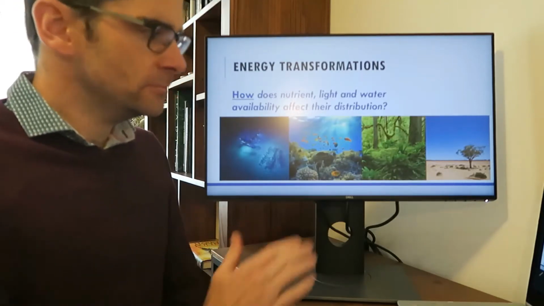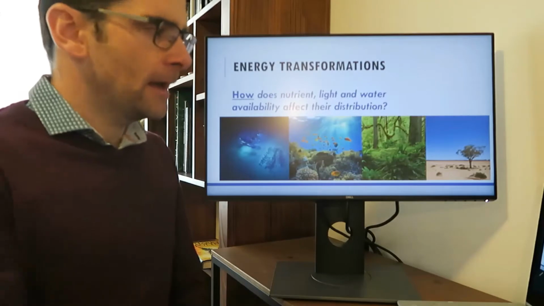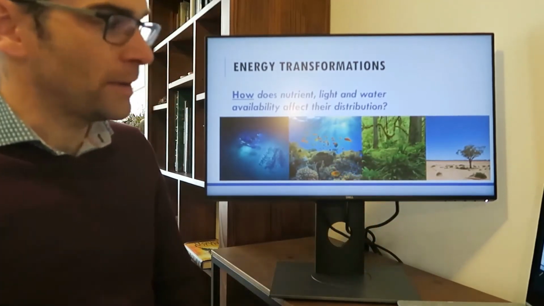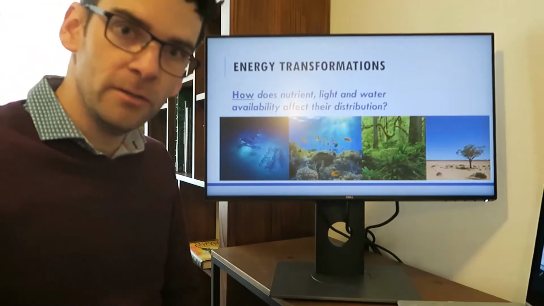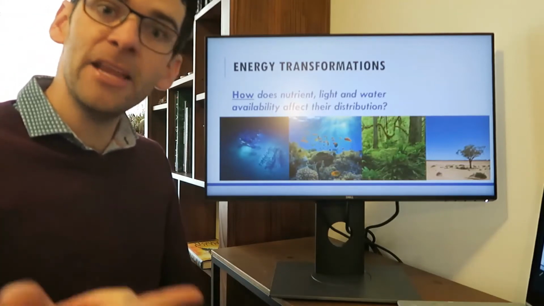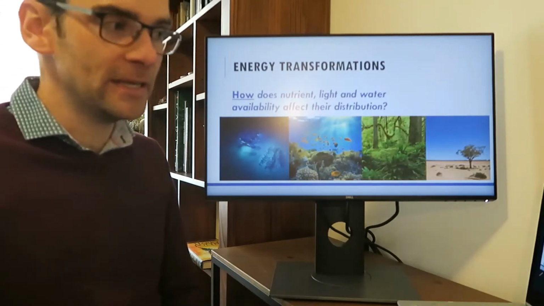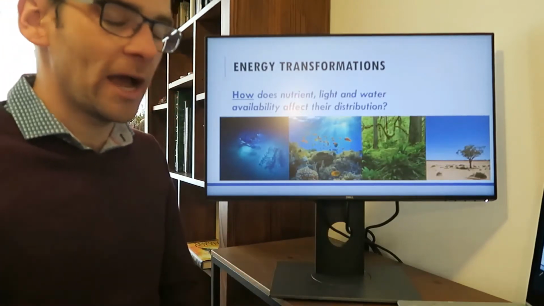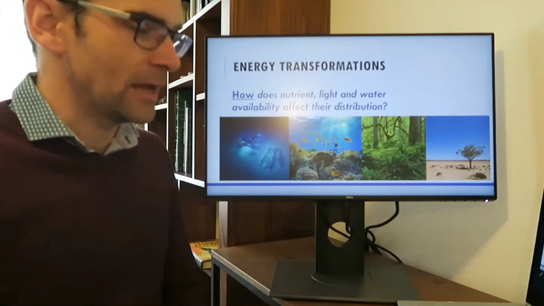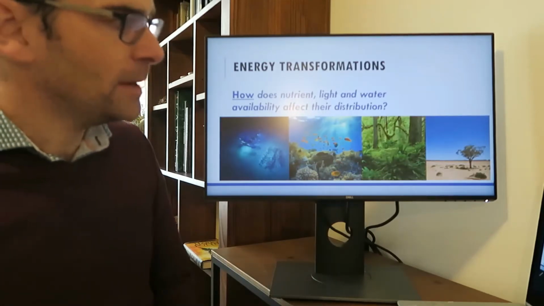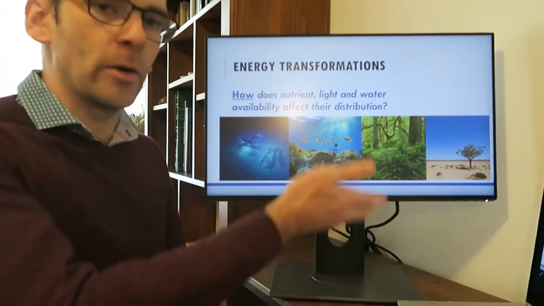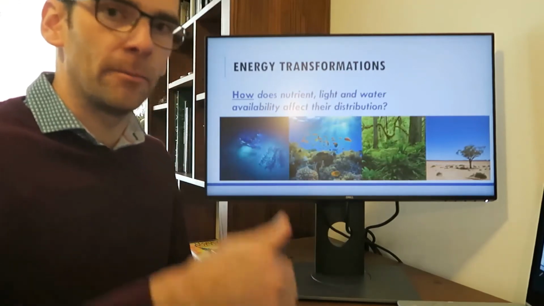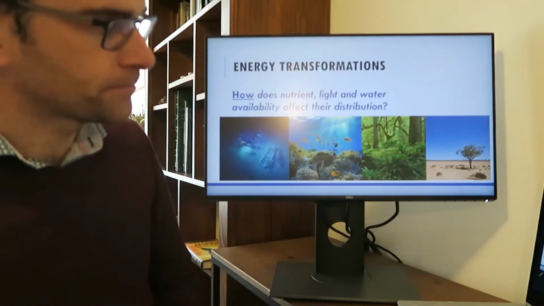Alright, so let's move on to land now. Here we have a typical rainforest, for example, where we have lots of moisture, lots of water, and generally lots of light as well, but potentially not as much light or water as we would have in the near coastal environment, or maybe more light depending on where you are compared to if you're under the canopy or above the canopy, that sort of thing.